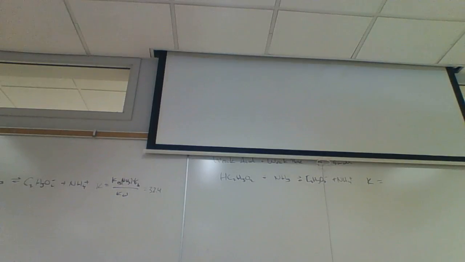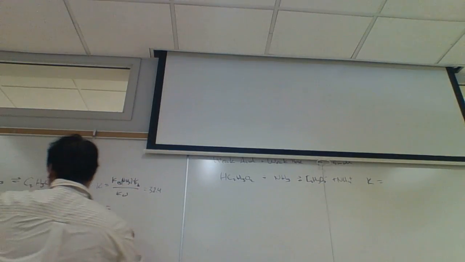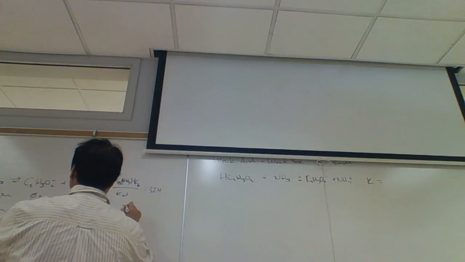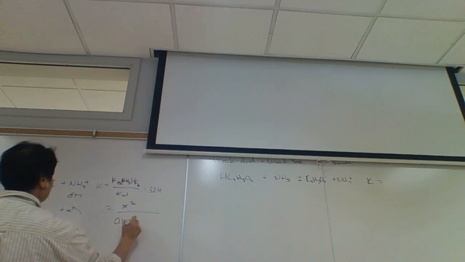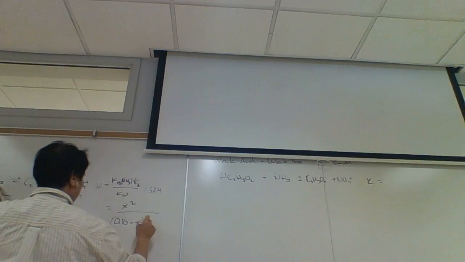And so initially I had 0.10 molar, 0.10 molar, 0 molar, 0 molar. This is going to be minus x molar, minus x molar, plus x molar, plus x molar. So I'm going to have 0.10 minus x, 0.10 minus x, x, and x. So this is going to be equal to the acetate, which is x, times the ammonium, x, divided by the two reactants, so that's squared.